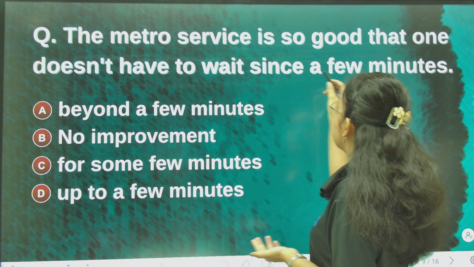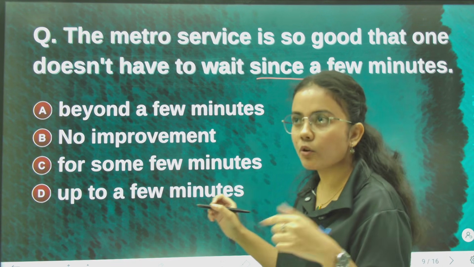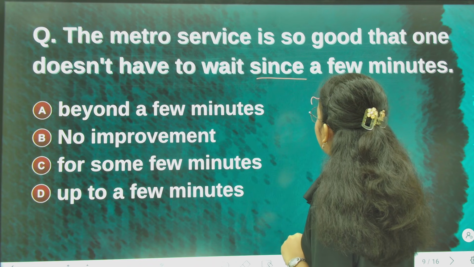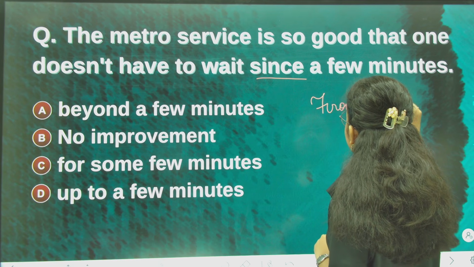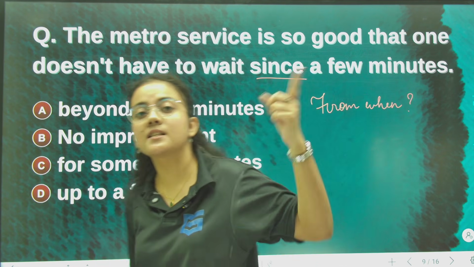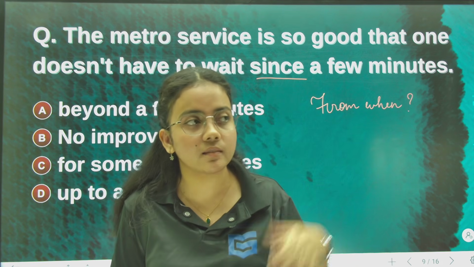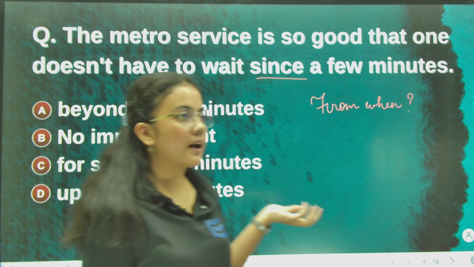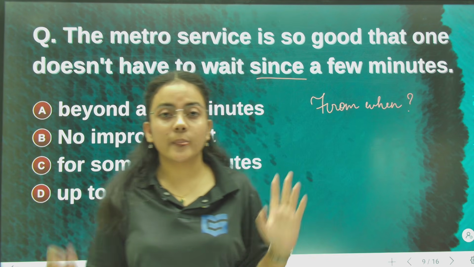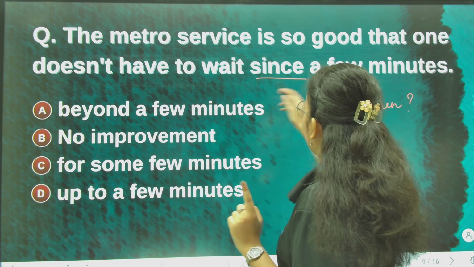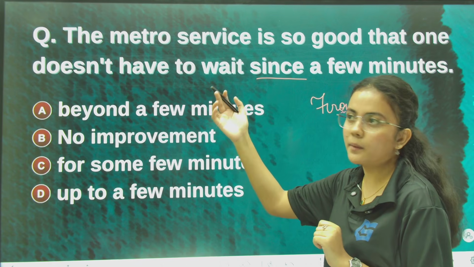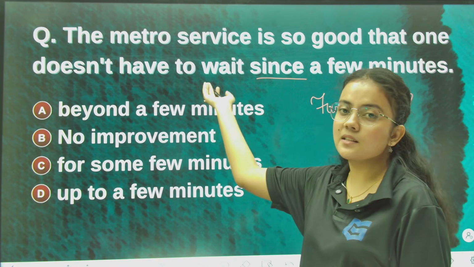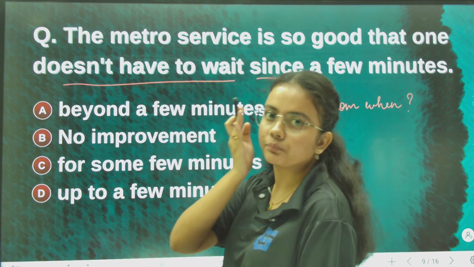As I said earlier in the video, we use since to answer questions like from when. When we want to know when an action started and from when something has been going on, then only we use since. But here the context says the metro service is so good that you don't have to wait more than a few minutes. That's what this sentence means. Since means from when it started, but this context does not intend to say from when. It simply says you don't have to wait.